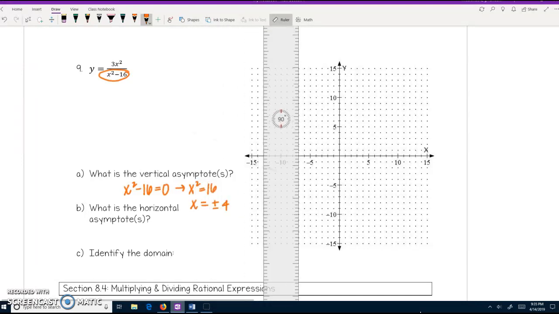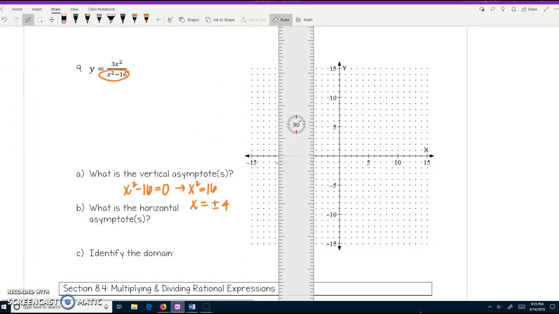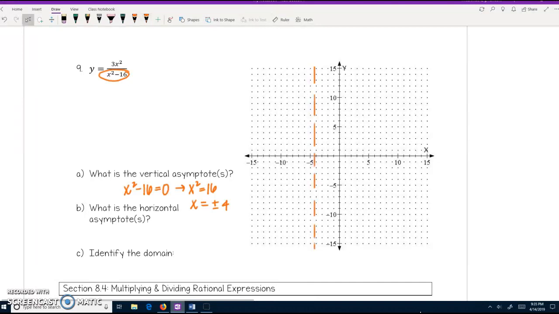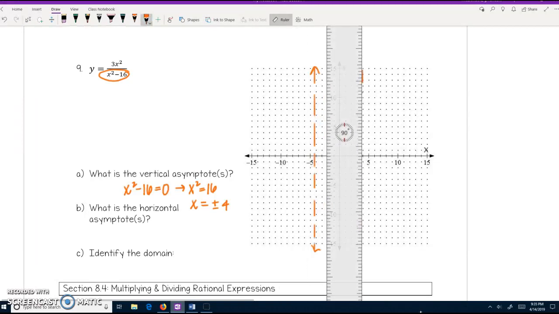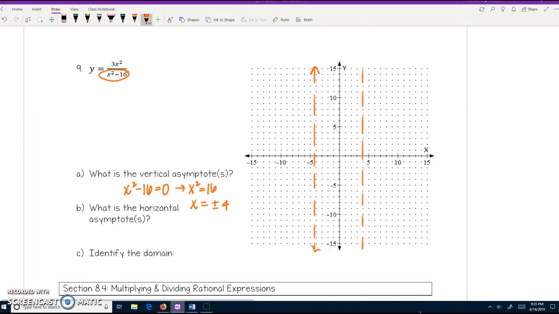So I'm going to go ahead and find negative 4 right about here, and I'll sketch in that vertical asymptote. And then I'm going to find positive 4 over here and sketch in that vertical asymptote. Then I need to consider how the exponents compare. That's my vertical asymptote there.